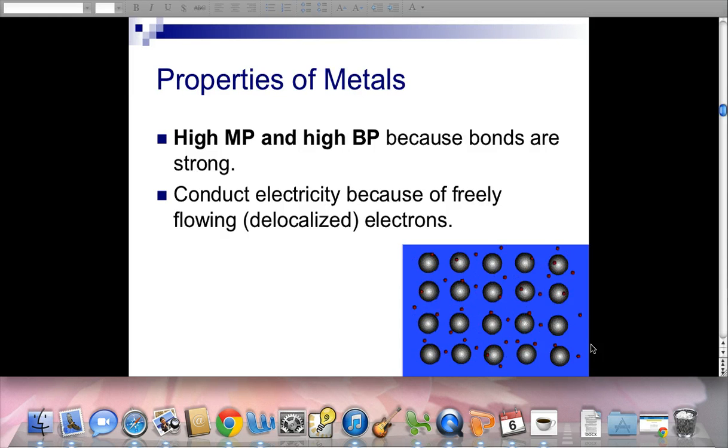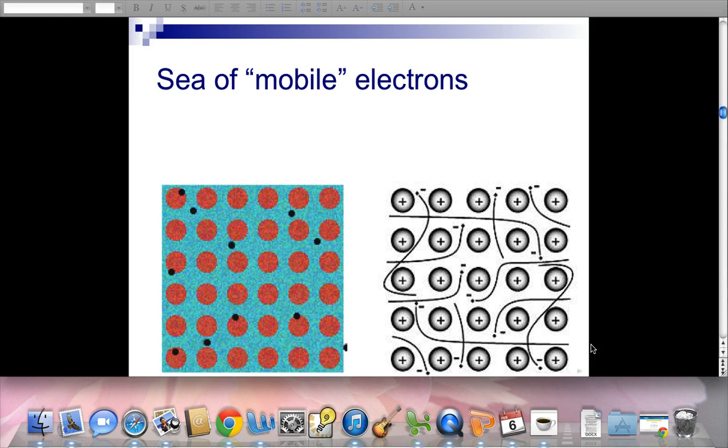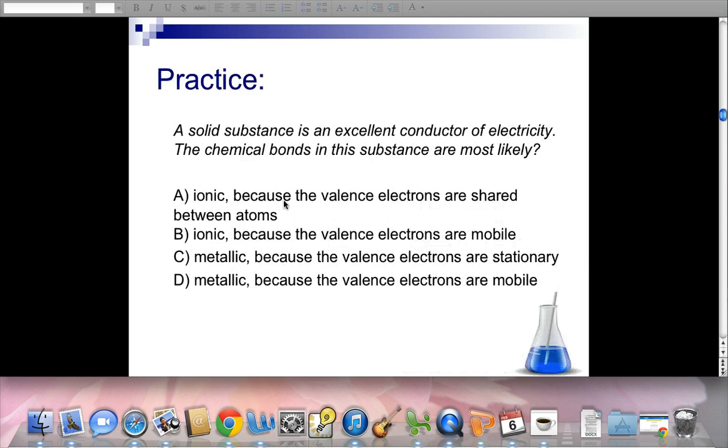So here we've got our electrons moving freely, and this is where they get the term sea of electrons, or the sea of mobile electrons, because the electrons will just move all around. If we would happen to introduce a charge, like static electricity of some sort, you would notice that the electrons would all be attracted to one side. If this was a positive up here, the electrons would all kind of hang out in this area because there is an attraction.